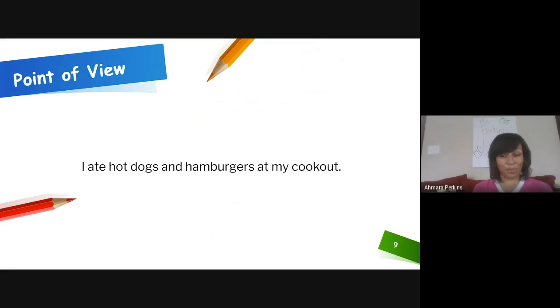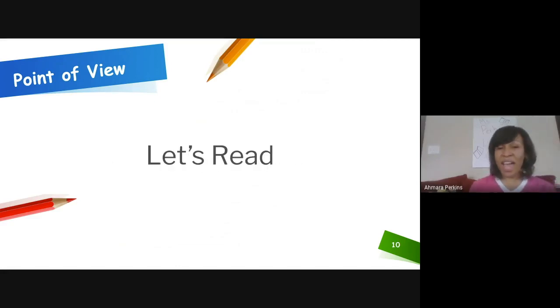Excellent job. Okay, so now we have those sentences. Keep it in mind, we're going to extend this a little bit. We're thinking about identifying those pronouns, but then also thinking about who the story is going to be about.